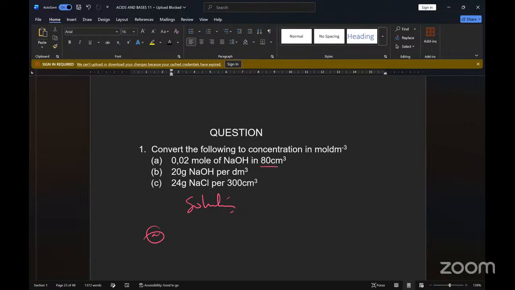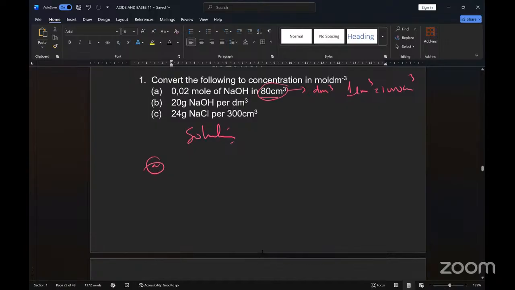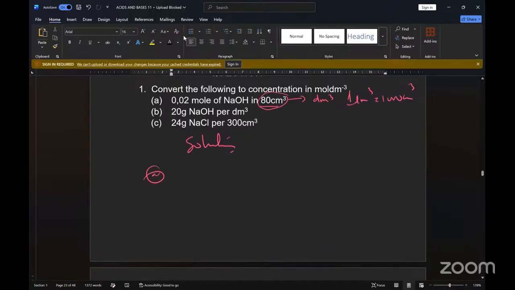Now, concentration in mole per dm cube requires that this value should be changed to decimeter cube. And 1 decimeter cube is equal to 1,000 centimeter cube. So you should remember that. Now, this is how you go about this. You already know the number of moles here. The value is indicated here.